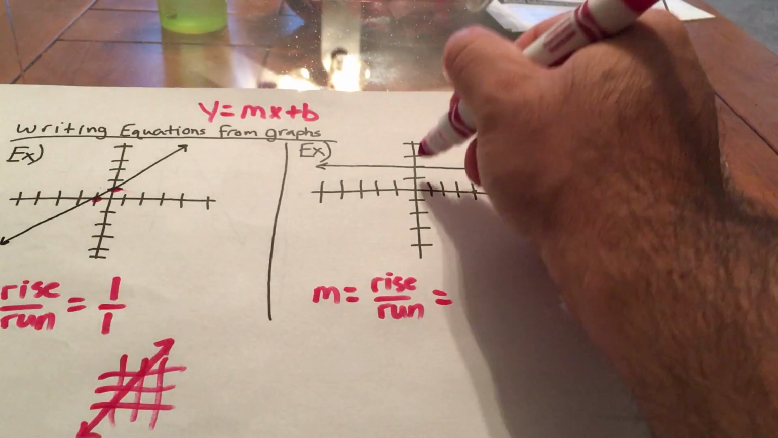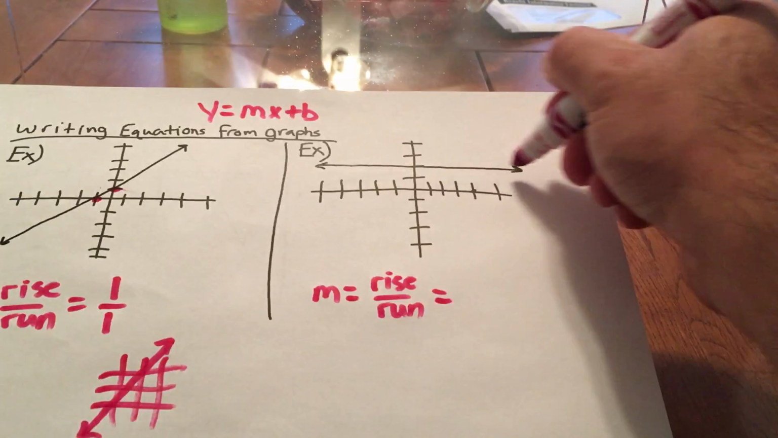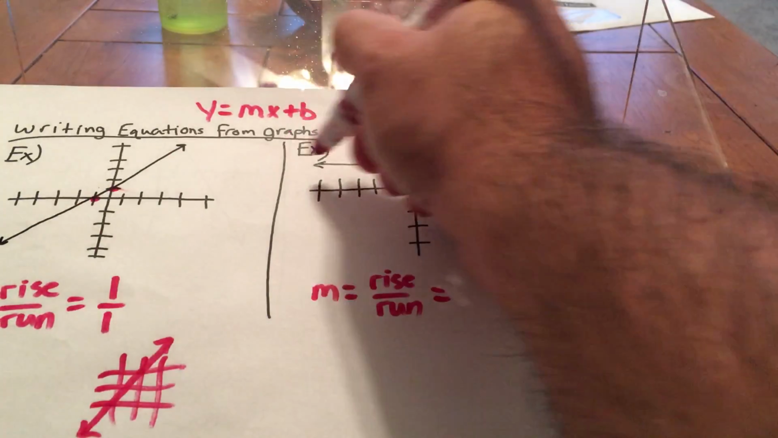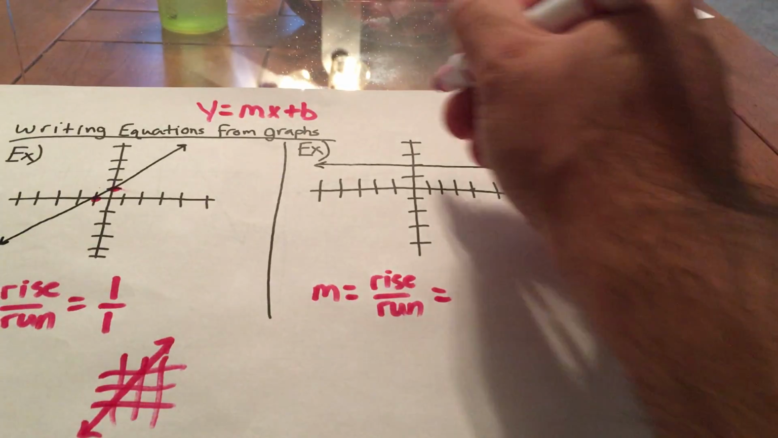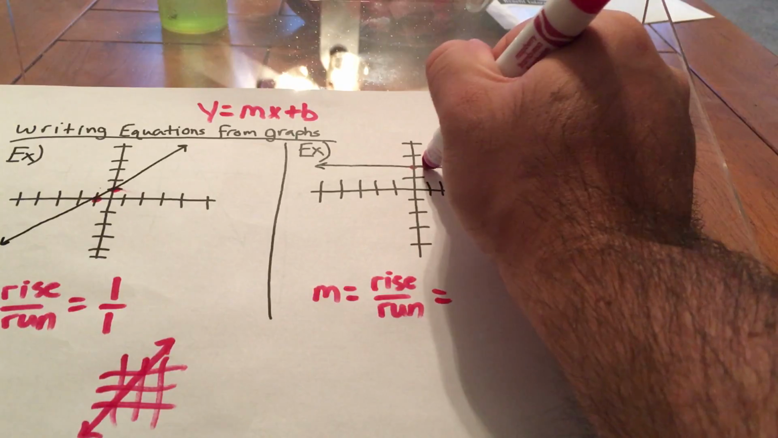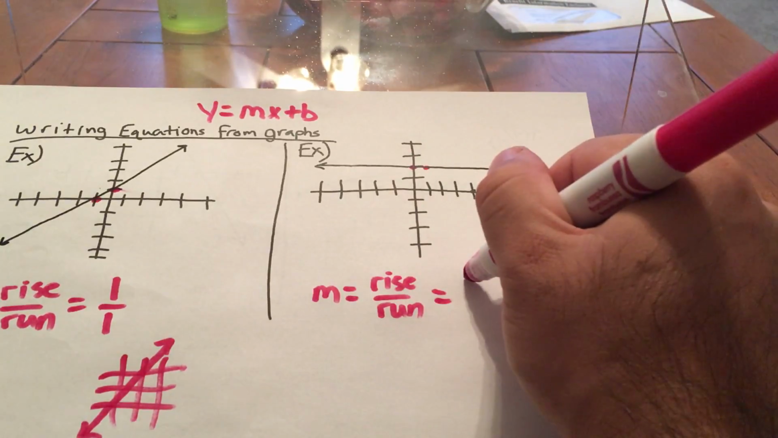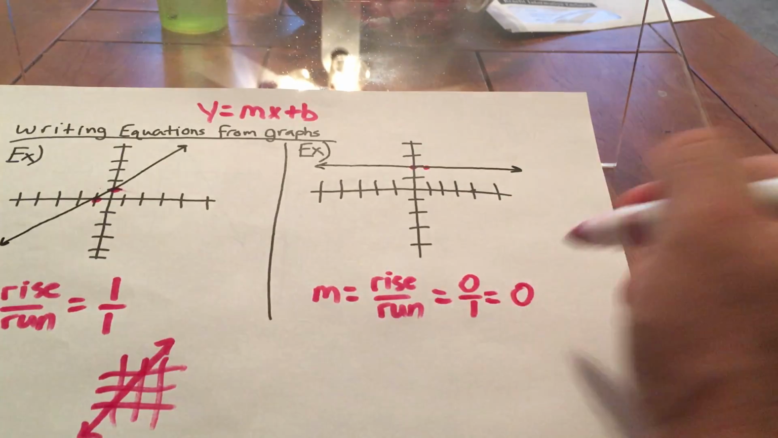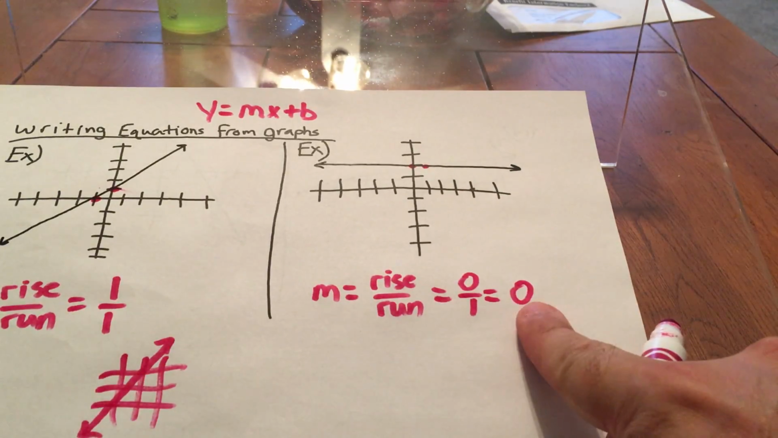In this case, if you're picking a point, notice this thing is flat. And remember, I said in class that flat slope is usually equal to 0. If you want to prove that to yourself, you still pick 2 points. You have to go up 0, and you'd have to go over 1 to get to that. So 0 over 1 would be 0. So your slope is 0.